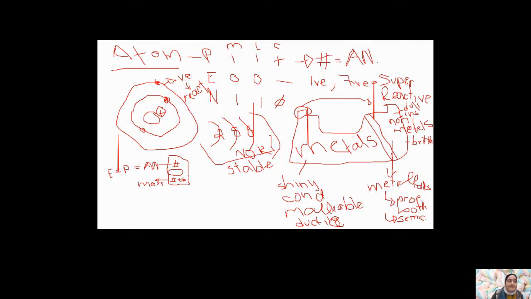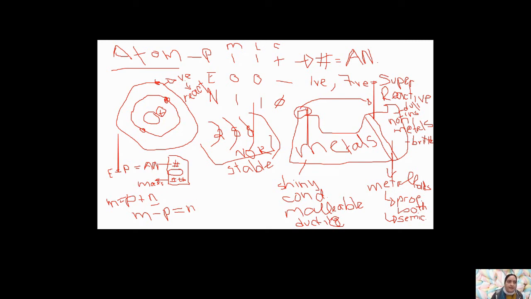So to calculate the mass of an atom, you do protons plus neutrons, and that's the mass. If you want to find the number of neutrons and you know the mass, then you just do the opposite. Mass minus protons equals neutrons. Okay, so if you want to find the mass, you add protons and neutrons. If you want to find the neutrons, mass minus protons.